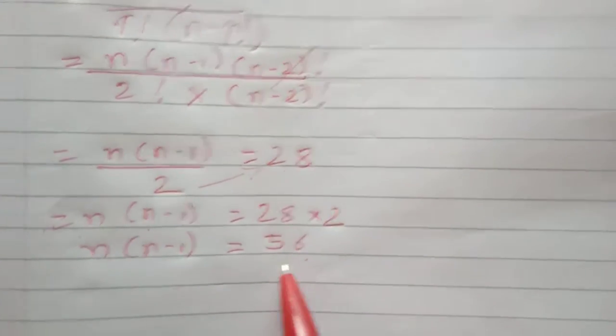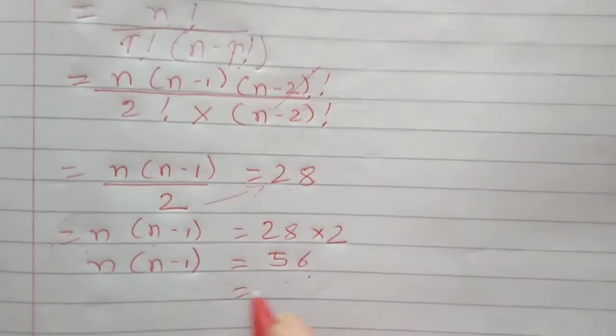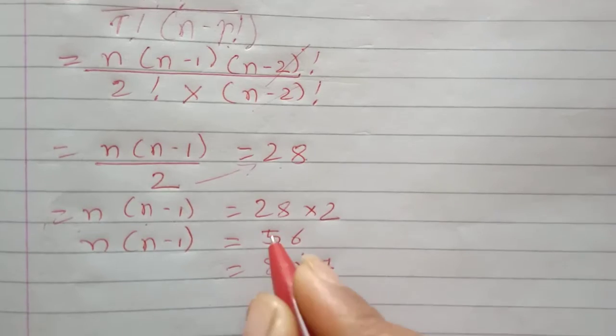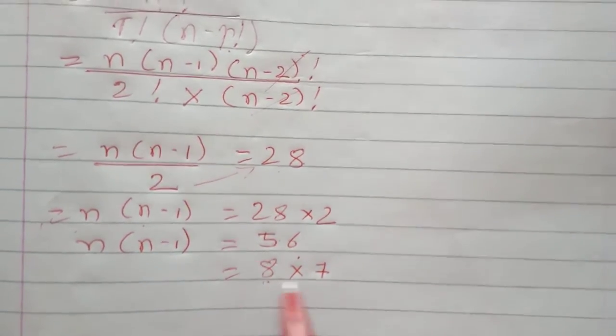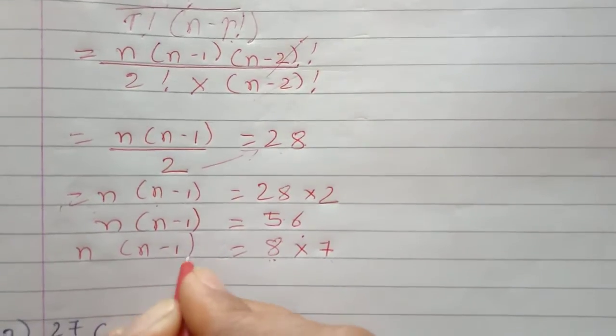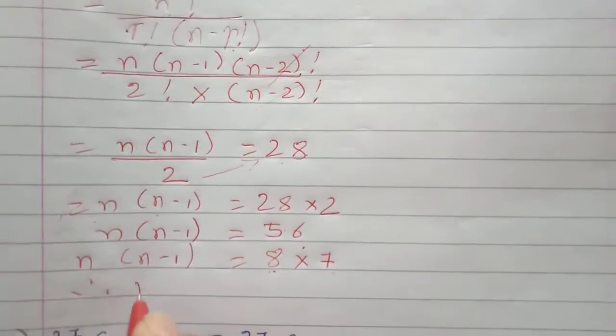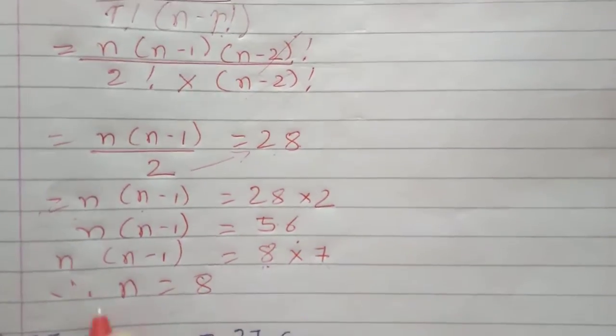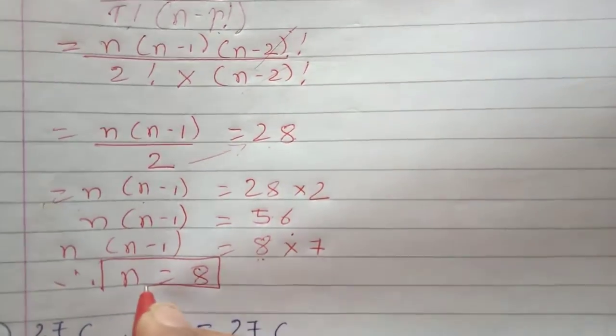And this if I convert into two numbers, that is 8 into 7 is 56. That is n and n minus 1. So therefore the value of my n is 8. n is equal to 8.